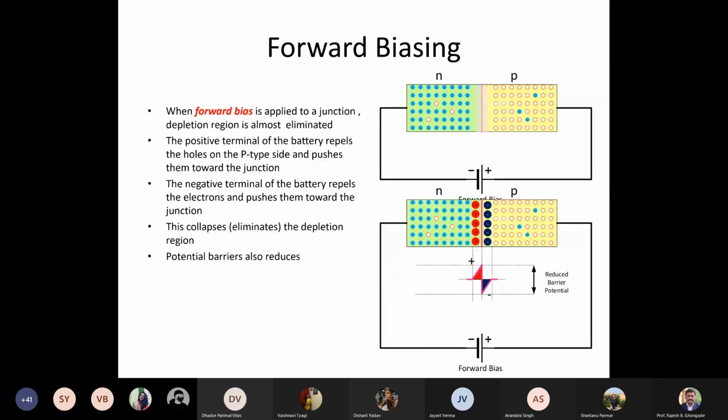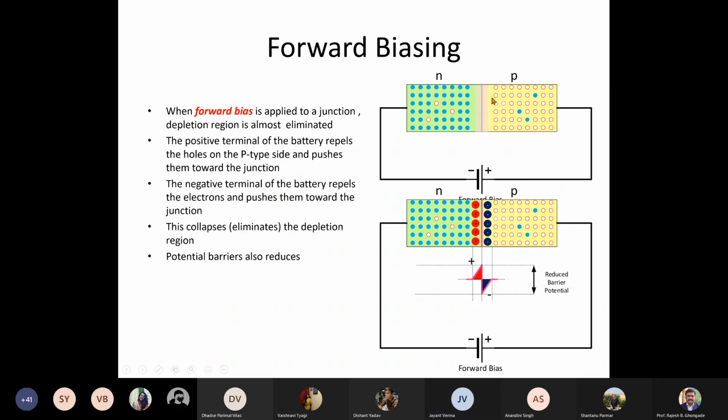Okay, now let's see what happens in forward bias. What you do is apply the negative terminal of the battery to the N type and the positive terminal of the battery to the P type. Now in this situation, what is going to happen? The electrons will be repelled from this side and the holes will be repelled from this side. Electrons will be crossing over into this region in large amounts. Holes will be crossing over here in large amounts. Understood?